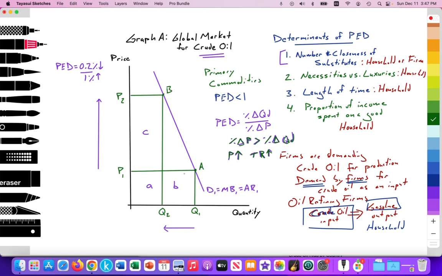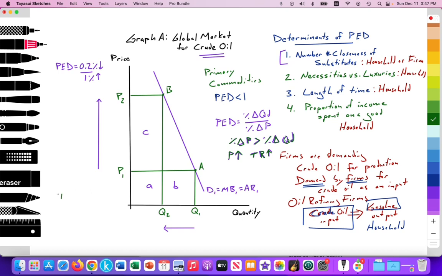So we'll start with an initial price at point A, price at P1 with the quantity demanded at Q1. And due to the Russo-Ukrainian War, sanctions imposed on Russia reduced global supply, that drives the price up from P1 to P2, leading to a reduction in the quantity demanded from Q1 to Q2. Here we notice that the change in price is greater than the change in quantity demanded, emphasizing that the PED is less than 1. What is the impact on the total revenue?